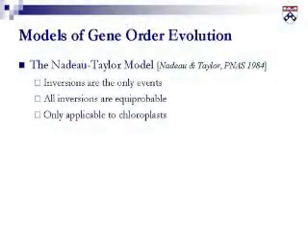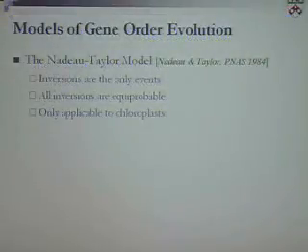Okay, so we have the distances for genome rearrangement evolution. We also need to know how these events happen. What is the relative probability? Which kind of events happen more frequently than the others? The model we're going to focus on is called the Nadeau-Taylor model.